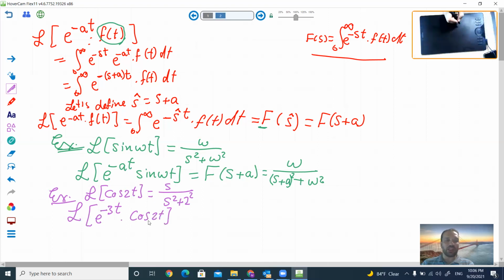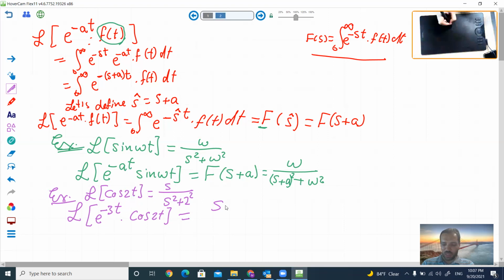So we repeat the same feature of Laplace transform. This is our f of t that we have already known its Laplace transform, this expression, and now we are asked to get the same function but multiplied by e to the power some constant t. So the answer is the same that we have already known, but s will be replaced by s plus a. In our case, our a is 3.